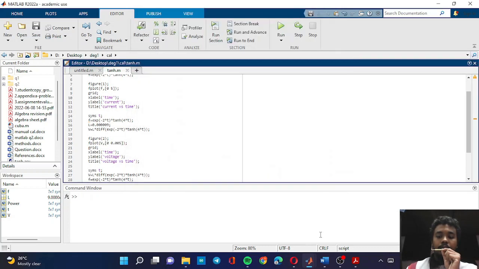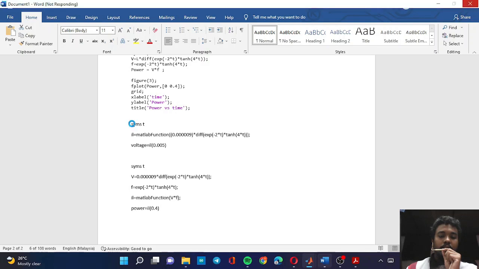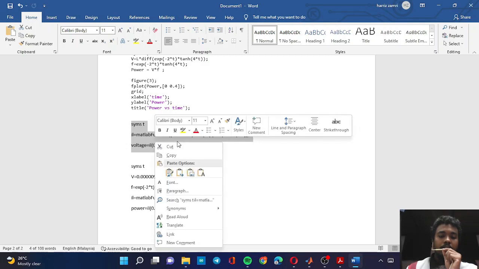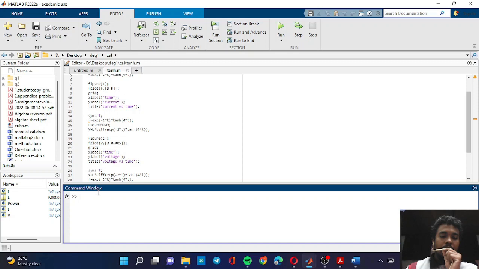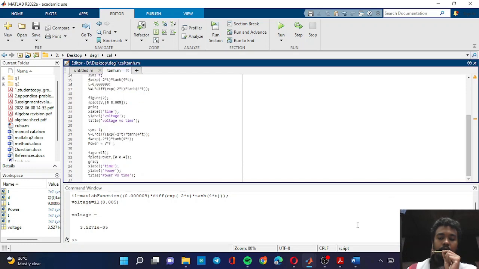If you want to code the question for when t equals 0.005, you have to use the command window, and this is my coding. The output will be like the graph I showed you before. So this is the output, 3.5712 e negative 5. Alright, and then we go to question 1c.